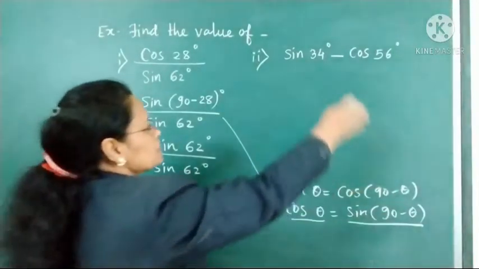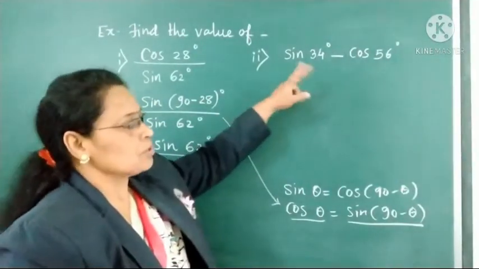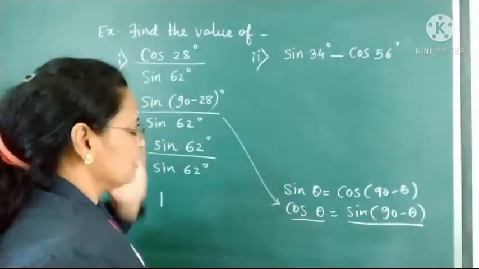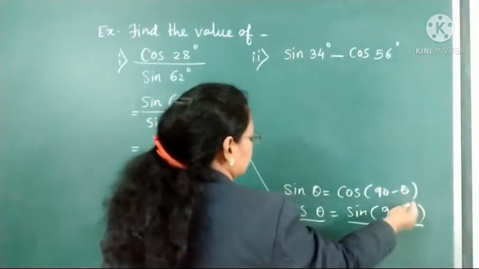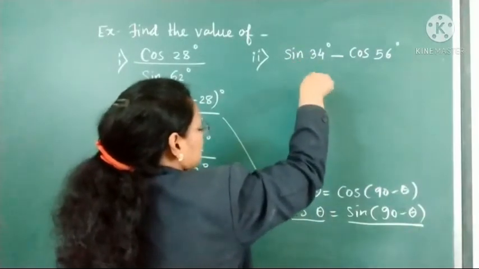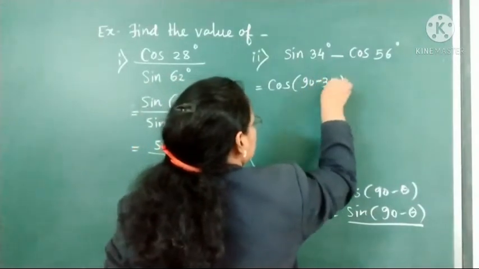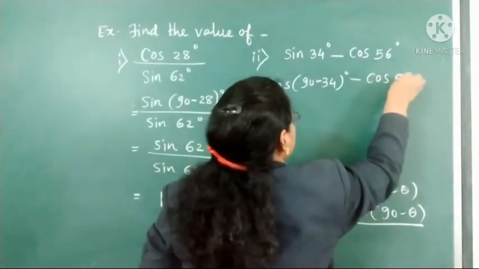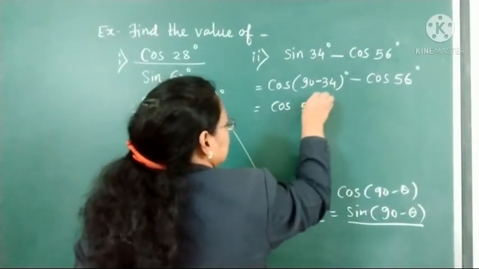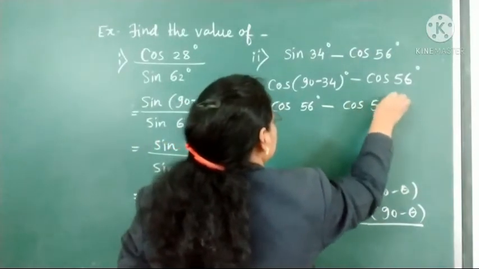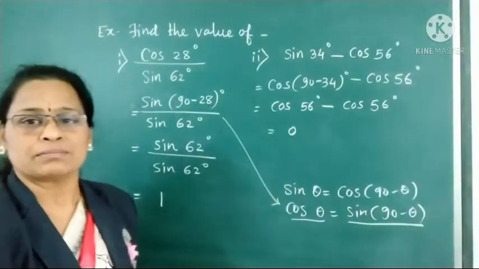Let's see this. Sin 34 degree minus cos 56 degree. Here we can convert the sin ratio to cos or the cos ratio to sin, either one. Let's use this relation: sin theta is equal to cos 90 minus theta. So if we convert this into cos, then we will get cos 90 minus 34 degree minus cos 56 degree. So 90 minus 34 is 56 degree, minus cos 56 degree. So we will get the answer 0. Cos 56 minus cos 56 will be 0.